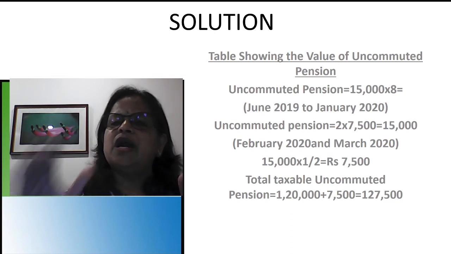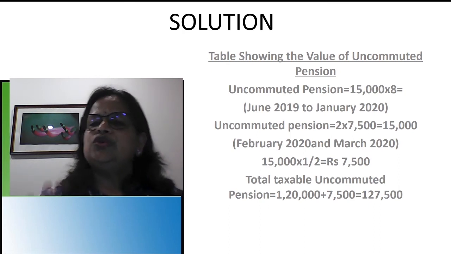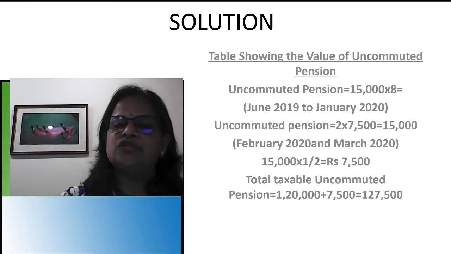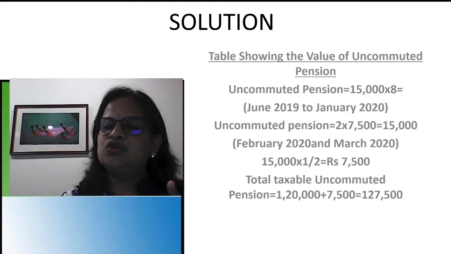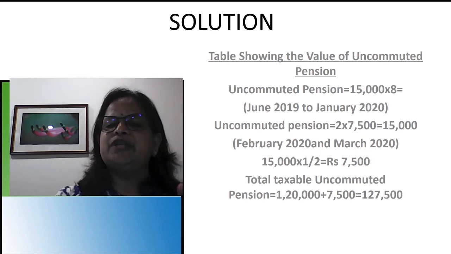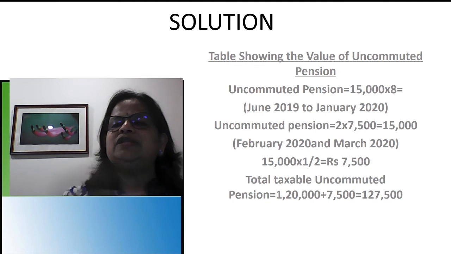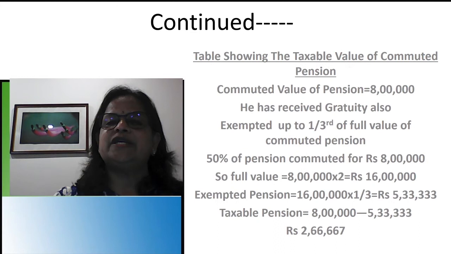Now you have to remember uncommuted pension is there. Uncommuted pension 2 into 7,500, that is for 2 months. February and March his pension is changed because one half of 15,000 is commuted, meaning the regular pension is reduced to 7,500. So 7,500 into 2 is 15,000. So the taxable uncommuted pension is 1,20,000 plus 15,000, that is 1,35,000. It's fully taxable. Uncommuted pension is fully taxable.